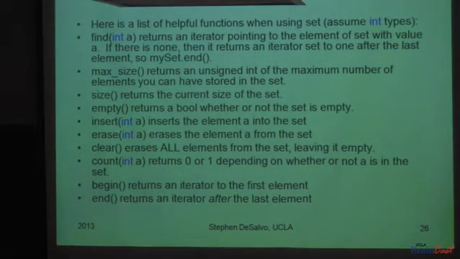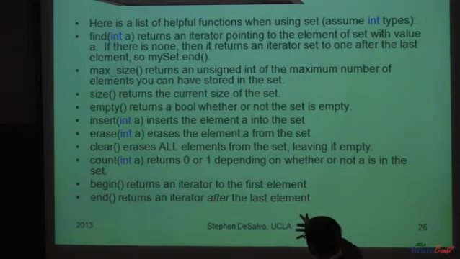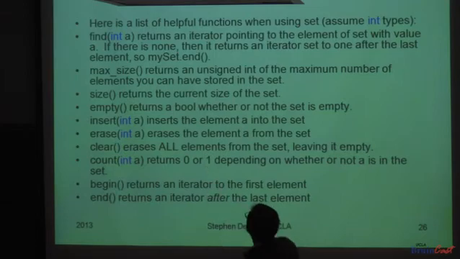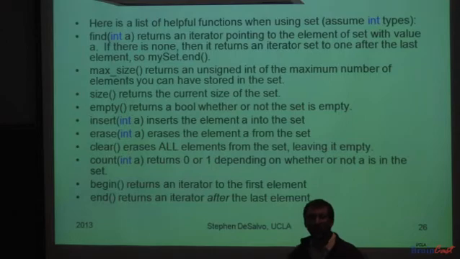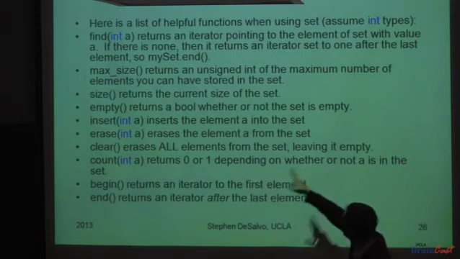Okay, so to summarize, here is a list of common member functions for the set class. Again, this is not part of midterm 2, but this is for the final. These are the functions which I would have you know and have memorized, because I'm listing them all right here explicitly for you, and they're very intuitive. Find returns an iterator pointing to the element of the set with value A. If there is none, it returns an iterator to one after the last element, so myset.end. We will go over a bit more about how iterators work next week as well. In general, there's a max size, which is not so important. Size is important. Empty returns whether or not it's empty.